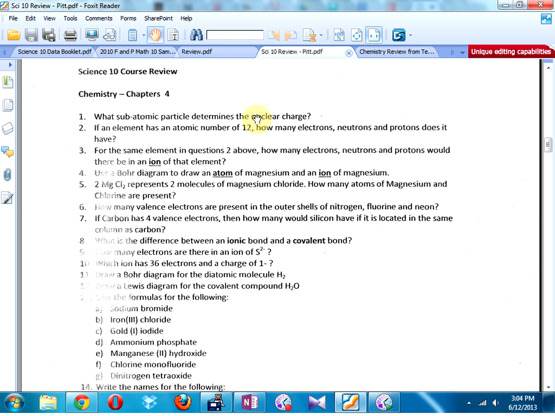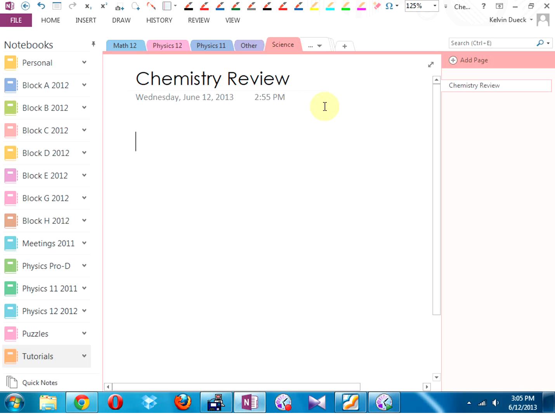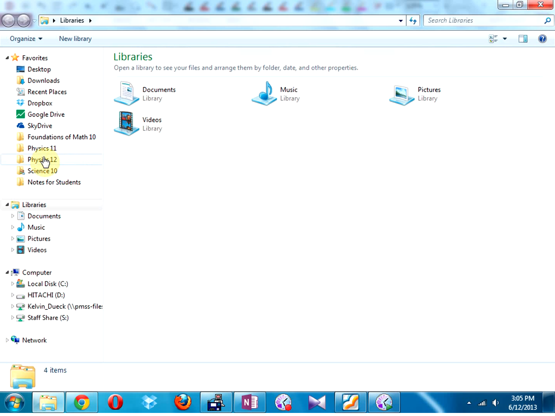Okay? Then if you lose or gain electrons from your valence shell, then you're either a positive or a negative ion. That's what determines the charge. Okay? So number 2, if an element has an atomic number of 12, how many electrons, how many neutrons, how many protons does it have? So atomic number, what does that tell you on the periodic table? It's magnesium? Yeah. That's not what it asked. How many protons does it have?